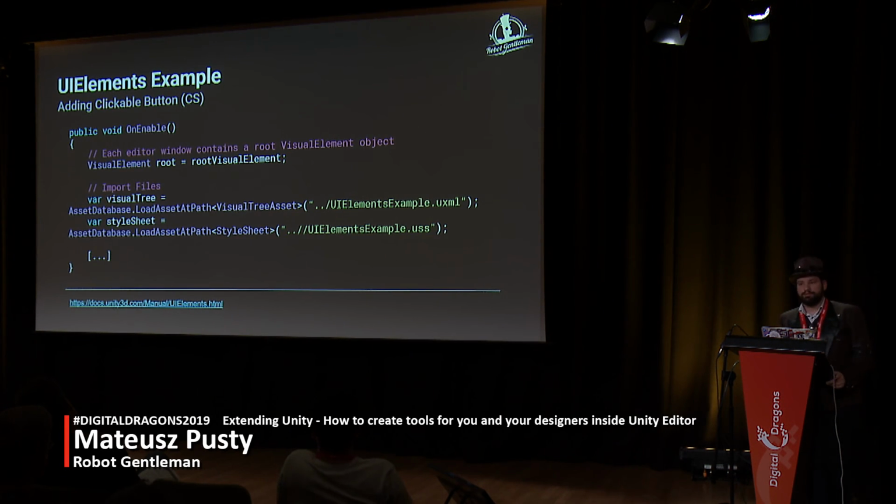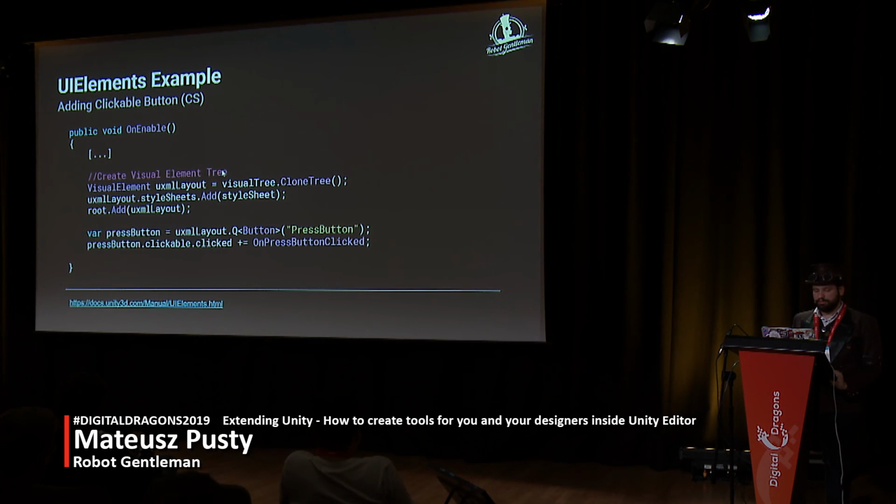And in our C# class, in onEnable, I am getting a root visual element. This is the element that is basically the beginning for our editor. I'm importing the visual elements from the UXML class file, and I'm importing the style sheet using our asset database methods. Then I am cloning this tree and adding it to my root.